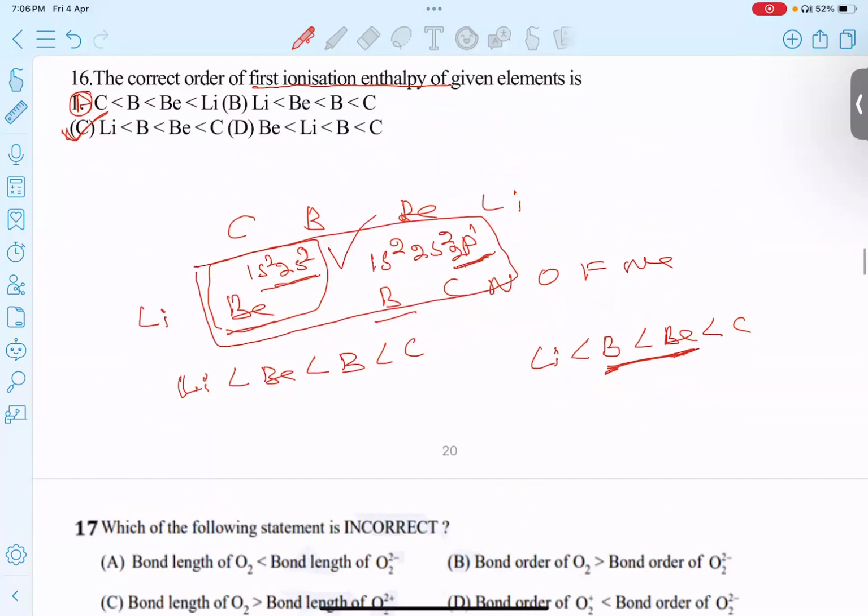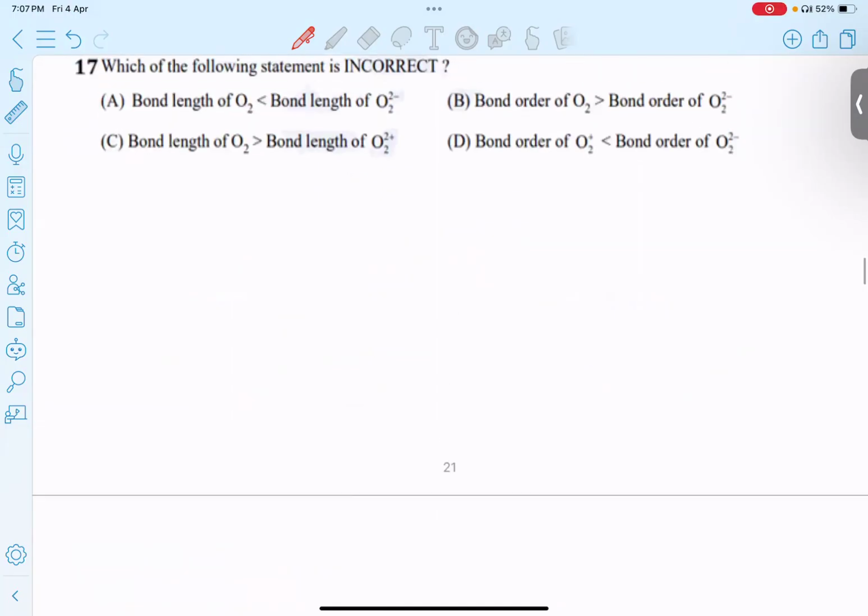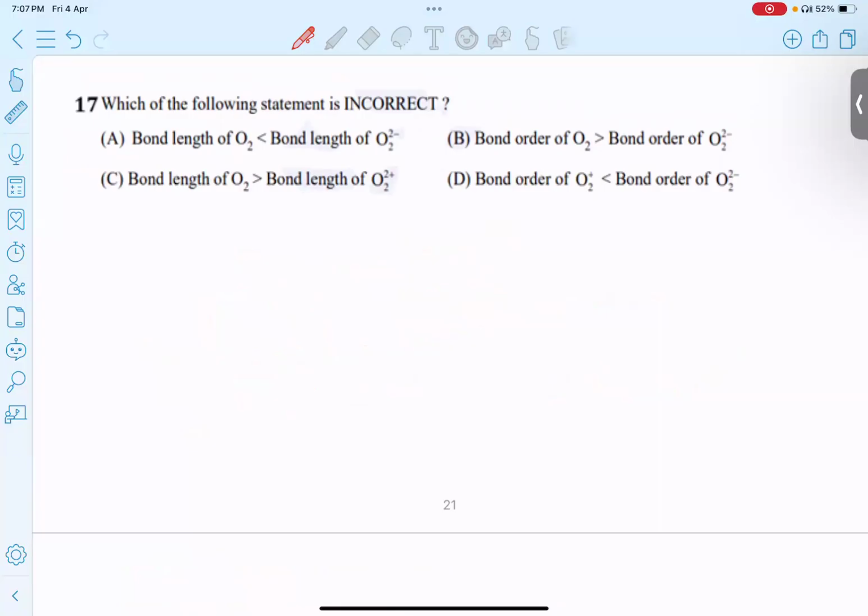Next, let us go to question number 70. Which of the following statements is incorrect? Before solving, the bond length of O2 and O2 2 minus is given, and the bond order is also given. First, let us calculate the bond order, and based on that we can use the following relationship.